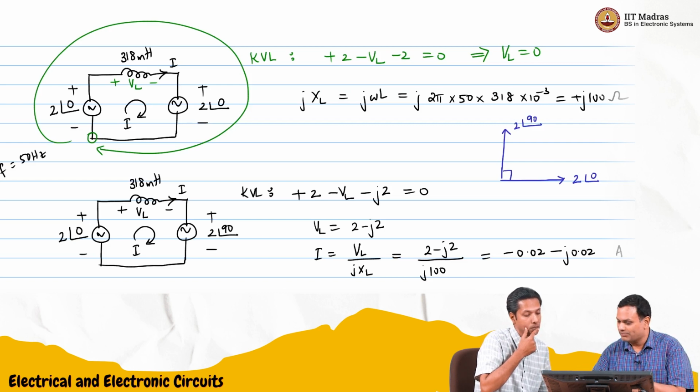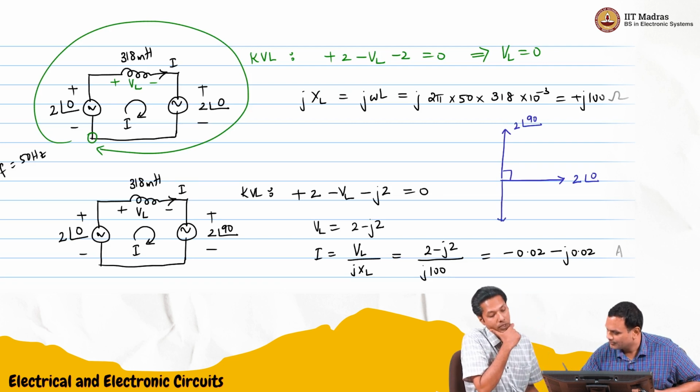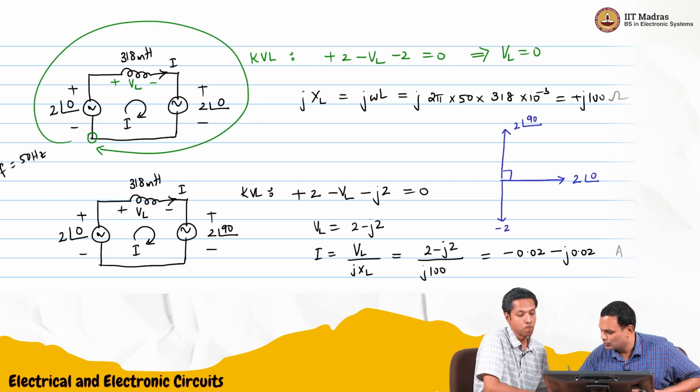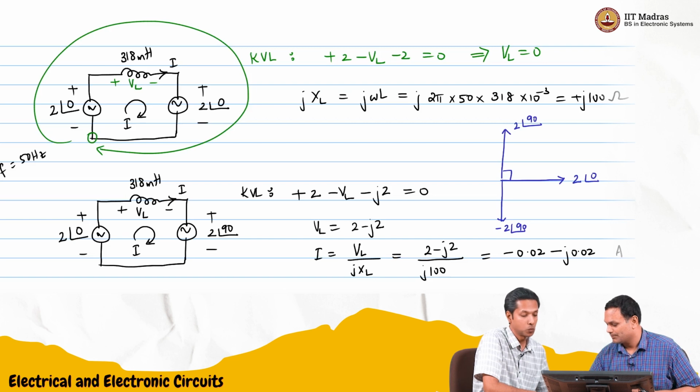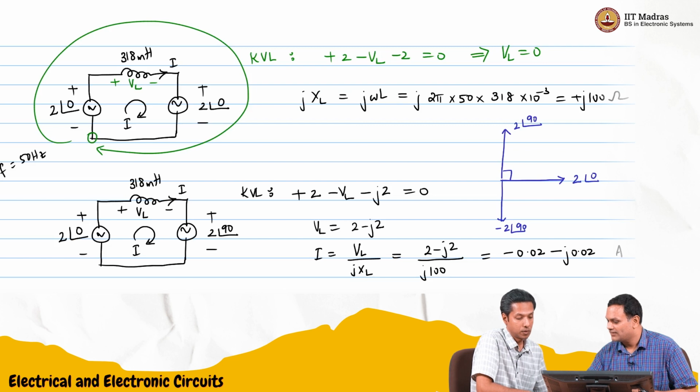And we needed to subtract the 2. So which means minus 2 angle 90 would have been like this, right? Correct. So this would be minus 2 angle 90. Or 2 angle minus 90. It is the same thing because it is just minus j2. And I want to take the difference between these two. So 2 angle 0 minus 2 angle 90 is the same as 2 angle 0 plus minus 2 angle 90.